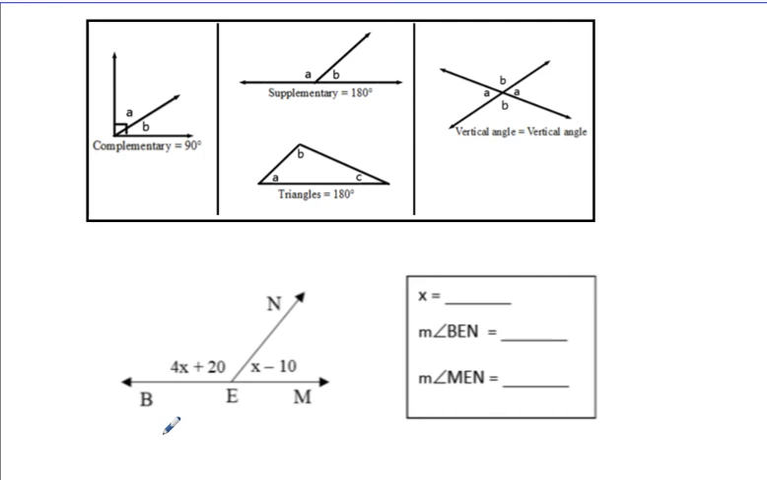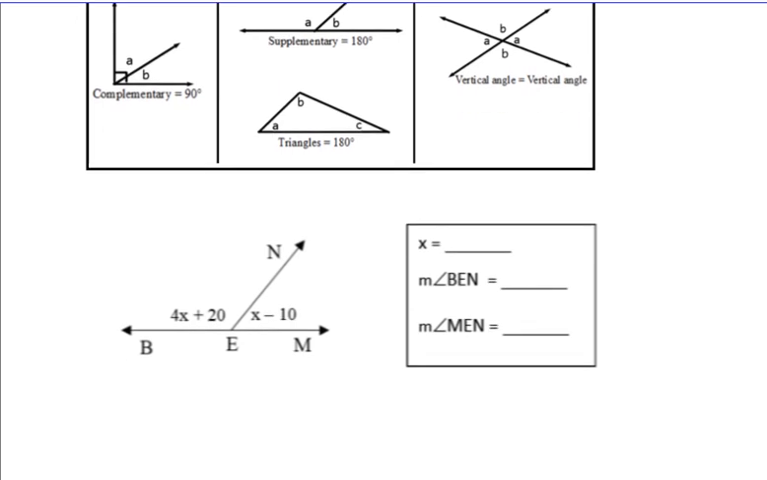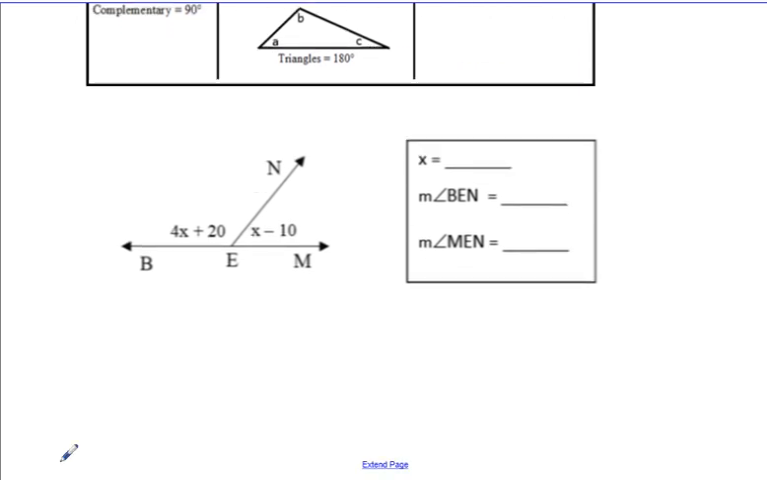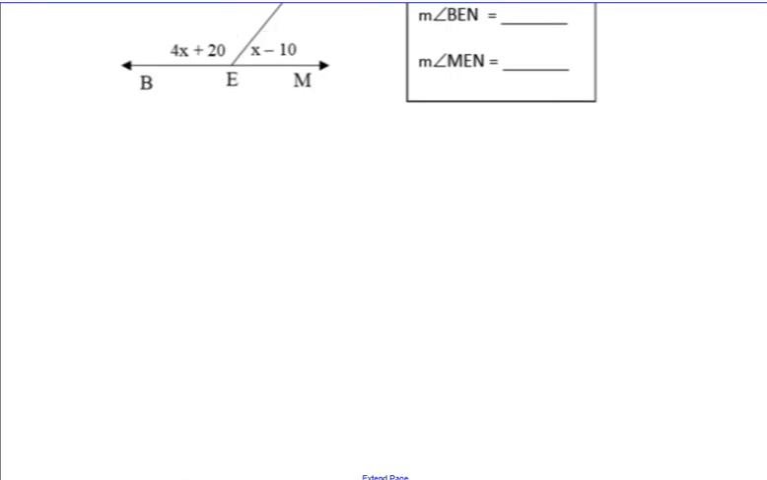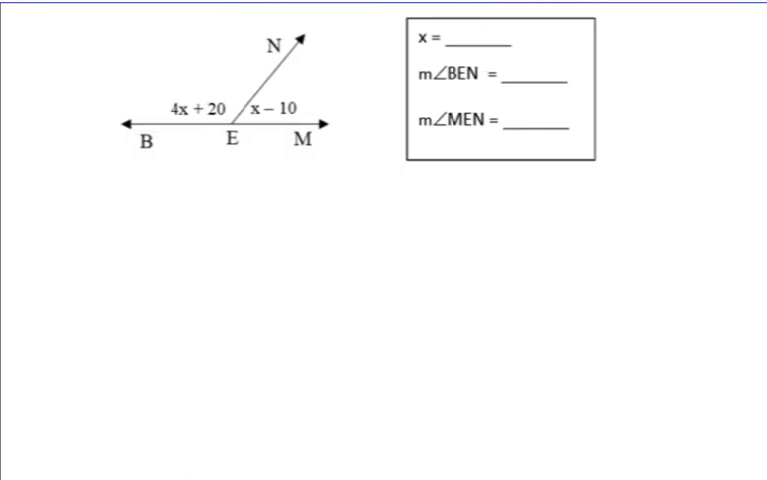All right, our next example, we have this figure here, and we want to see the angle relationships. Is this a complementary angle, an example of a triangle, an example of supplementary angles, or vertical angles? Well, this is an example of supplementary angles. So we know that added together they equal 180. Maybe we want to visualize it this way.